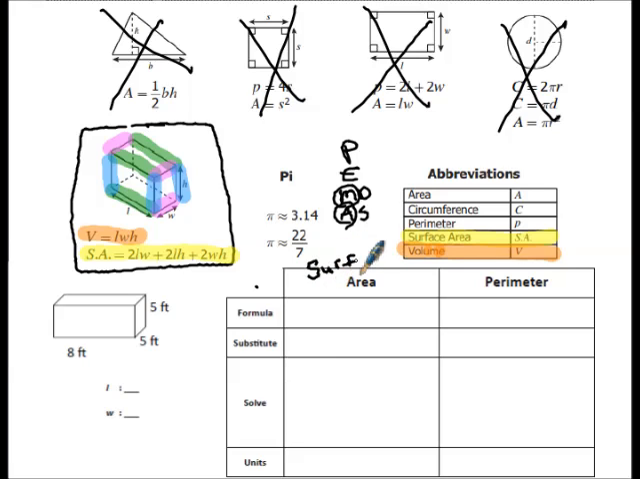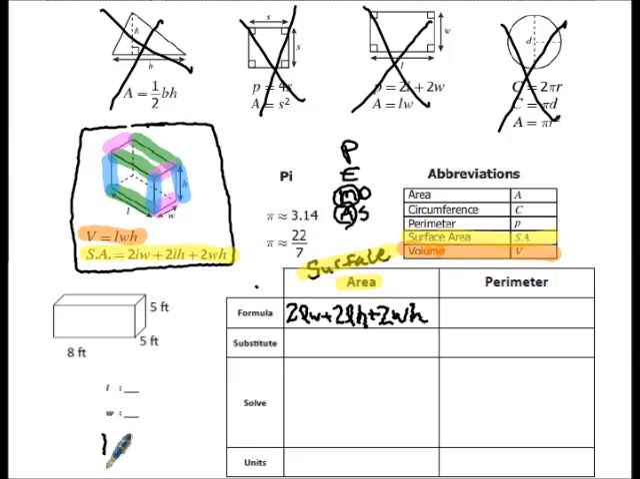For this rectangular prism, I don't want to find the area. I want to find the area of all of the surfaces. So I want to find the surface area, and I'm going to use the surface area formula that's shown in yellow on my formula sheet. And I have 2 times the length times the width plus 2 times the length times the height plus 2 times the width times the height.